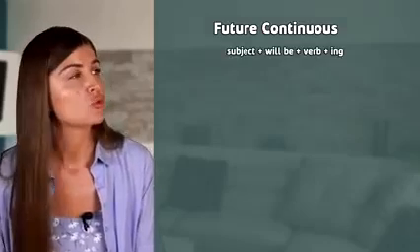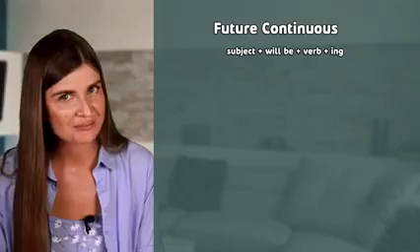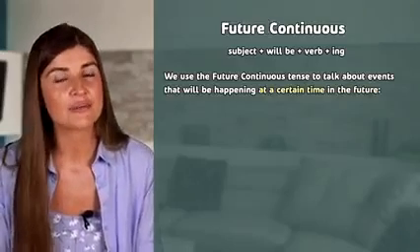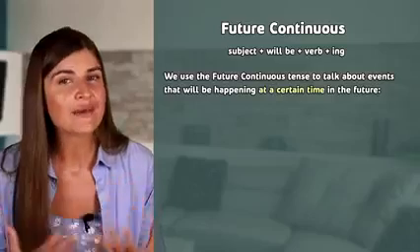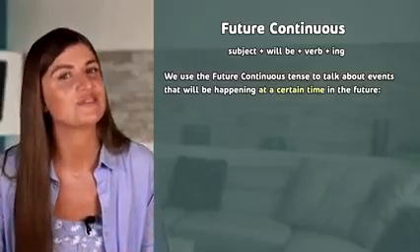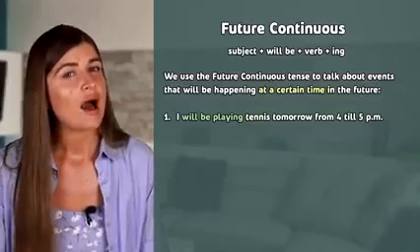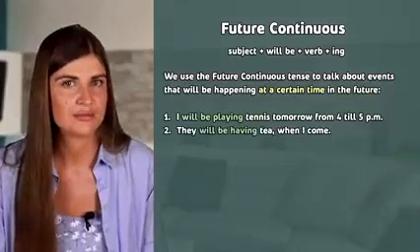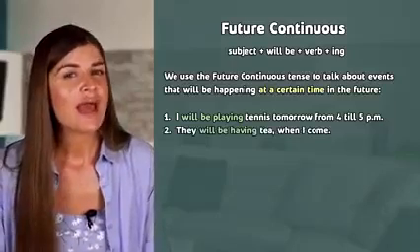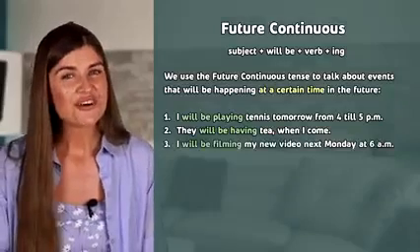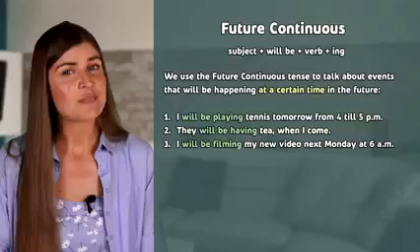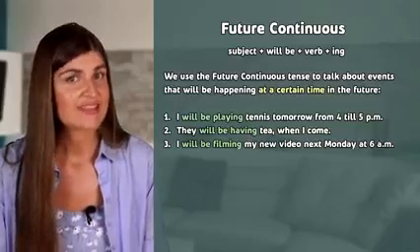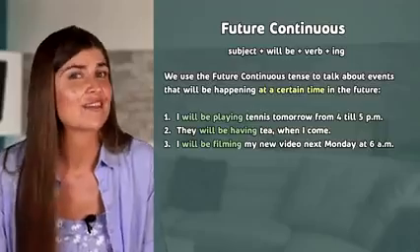The next tense is the future continuous. The structure is the subject plus will be plus verb plus ing. This tense is used to talk about events that will be happening at a certain time in the future. For example, I will be playing tennis tomorrow from 4 till 5 p.m. Another example, they will be having tea when I come. Or I will be filming my new video next Monday at 6 a.m. And this is true. I love filming videos in the morning.